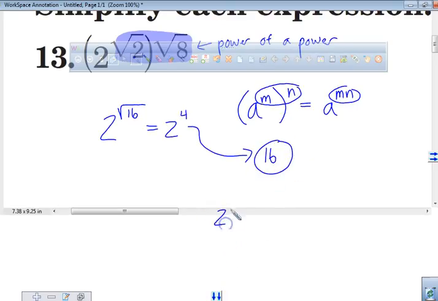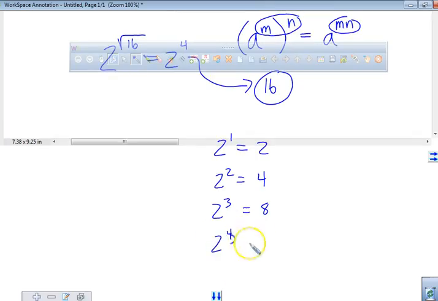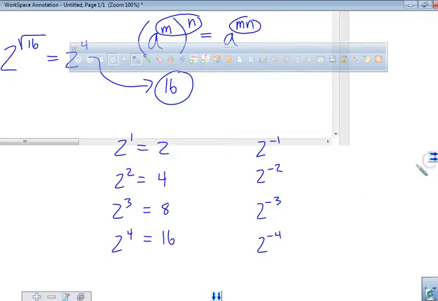Ready? You didn't know that? Remember, 2 to the first is what? 2. What is 2 squared? 4. What is 2 to the third? 8. Keep going. What's 2 to the fourth? 16. Now, over here, watch what we're about to do. We're going to do something a little bit different in preparation for what's going to come soon.